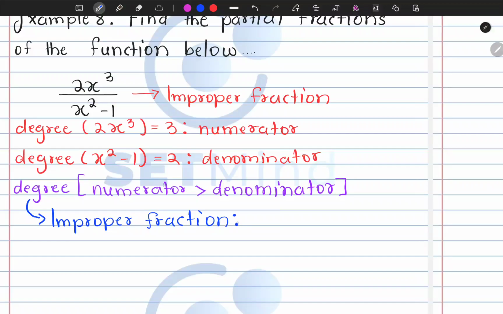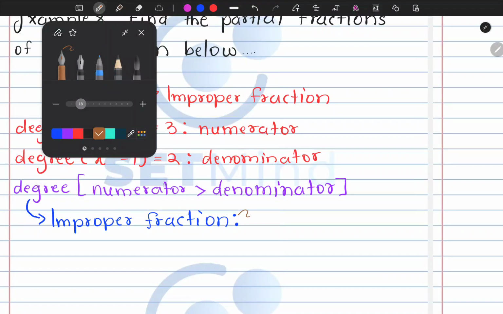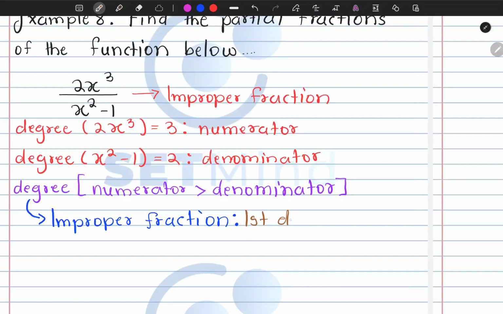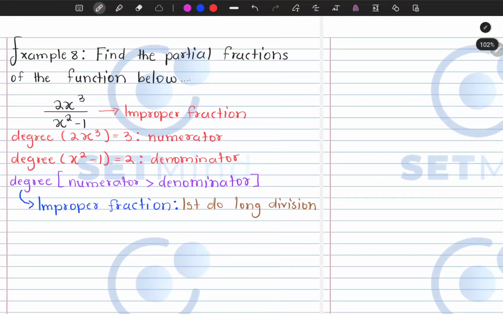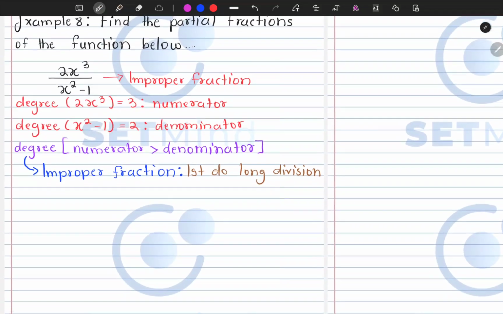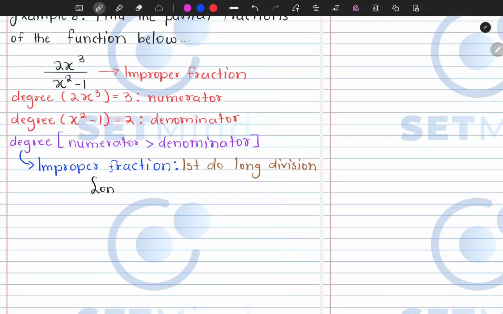And guess what? We first need to do long division. So first, do long division. That is what we need to do when we have improper fractions. So let's go ahead and do our long division here. So let's start with our long division.